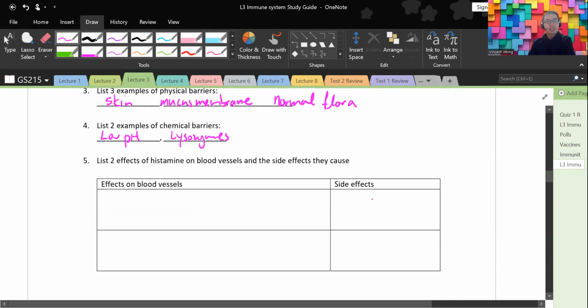List 2 effects of histamine on blood vessels. We mentioned this multiple times already. Number 1, vasodilation, right? Which would basically increase blood flow. And the side effects of increased blood flow is there's going to be some warmth and redness.